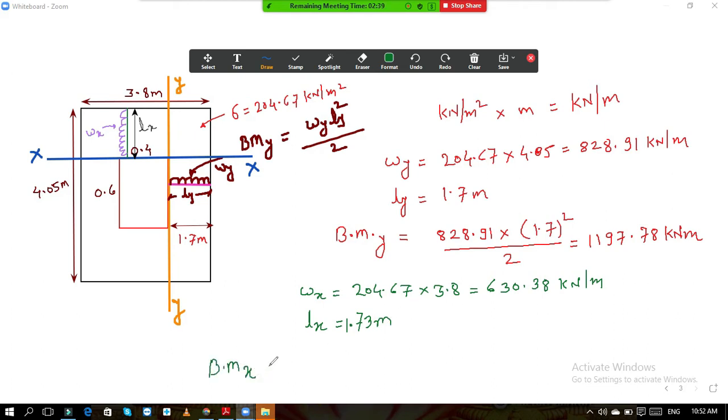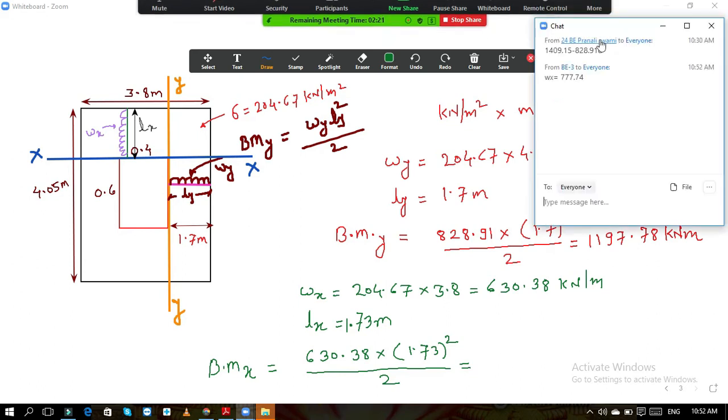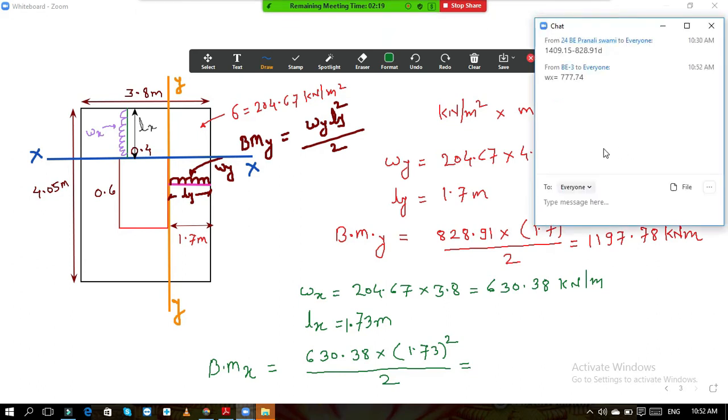So bending moment along x direction, it is UDL, that is 630.38 into 1.73 square divided by 2. Wx is 777.74, 204.67 multiplied by 3.8. Okay, correct, 777.67. Right.